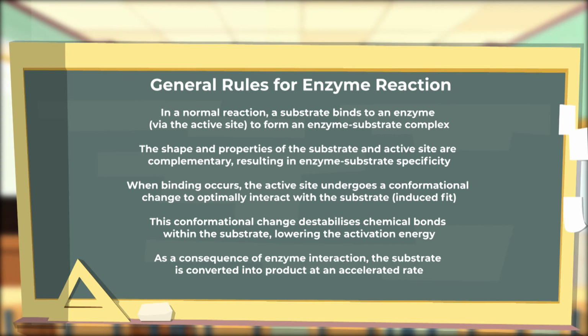Now, general rules for enzyme reactions. As we have already said, an enzyme along with a single substrate produces an enzyme-substrate complex. The shape and configuration of both enzyme and substrate may vary, which gives the specificity of the complementary reaction. Ultimately there are some changes in the active site amino acids and the substrate itself, so there is destabilization of the chemical bond within the substrate, which lowers the activation energy. This is the consequence of the enzymatic reaction, by which the activation energy is lowered and the product is formed.